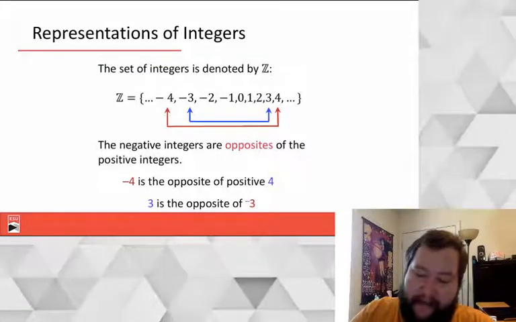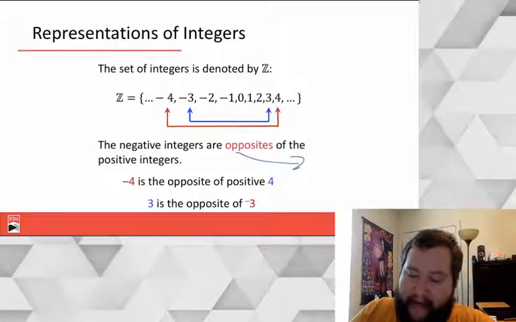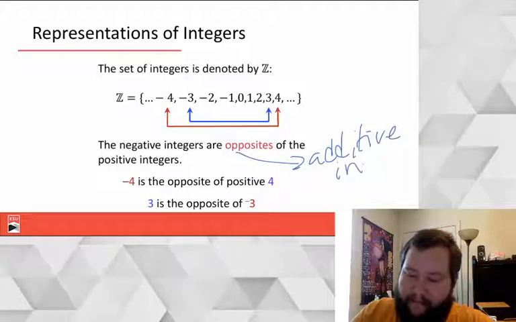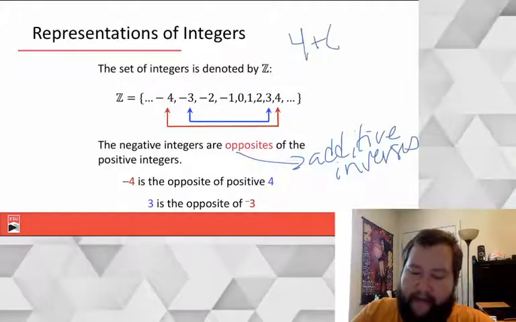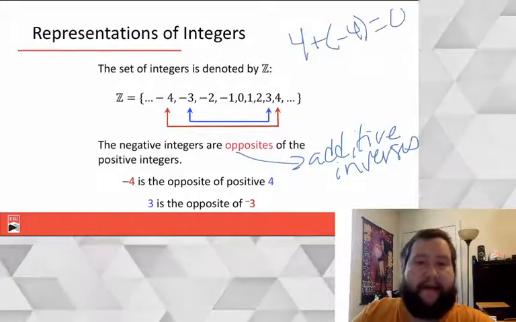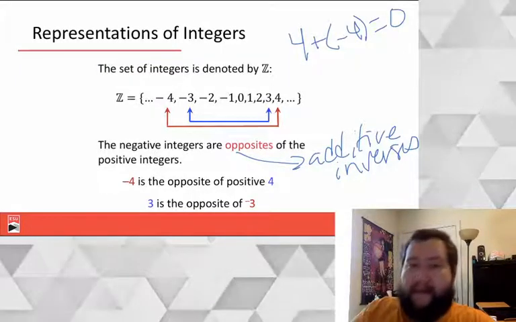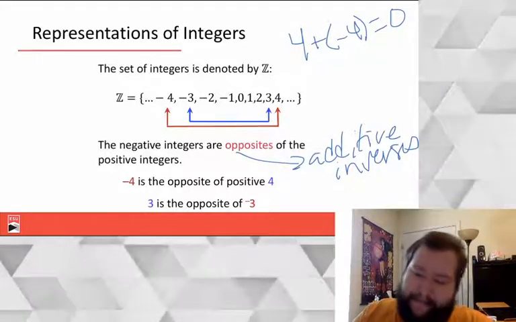And they're not just opposites because they get paired up this way, but it's because they're additive inverses. So that means if I take 4 and I add to it -4, I get 0 back. So that's our additive inverse property. And so that's why we call these opposites, because they in essence take away the same amount.